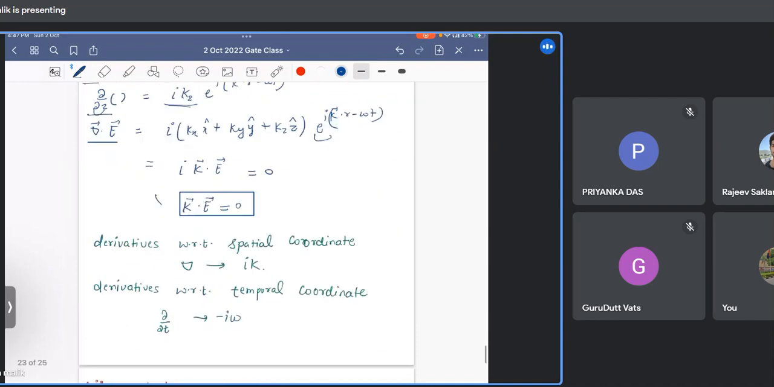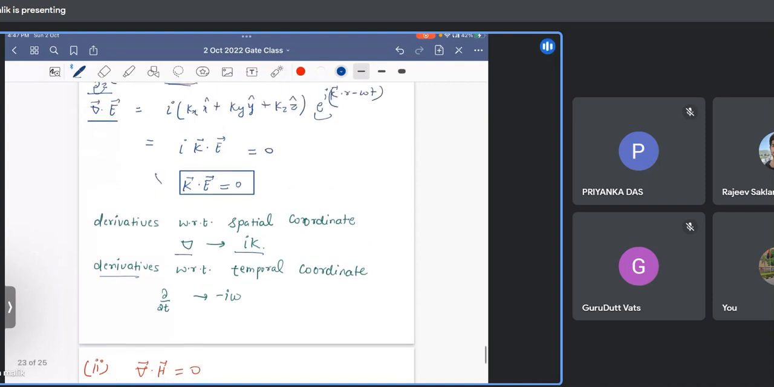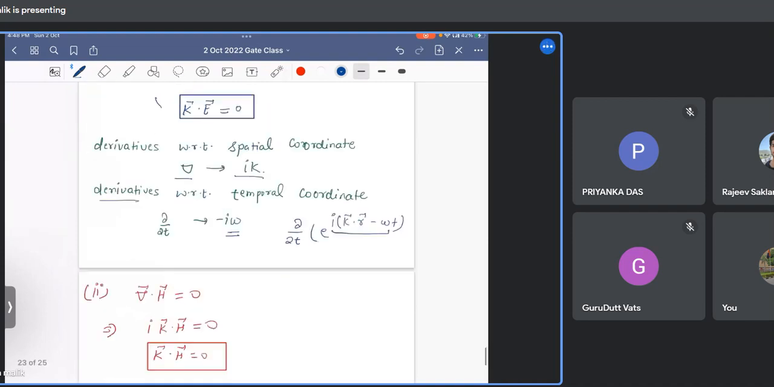The simplest thing is: whenever there is a del, use ik, and whenever there is a temporal derivative del by del t, use minus i omega. Because if you take del by del t of e to the power i(k vector dot r minus omega t), this is the term that is going to come outside.